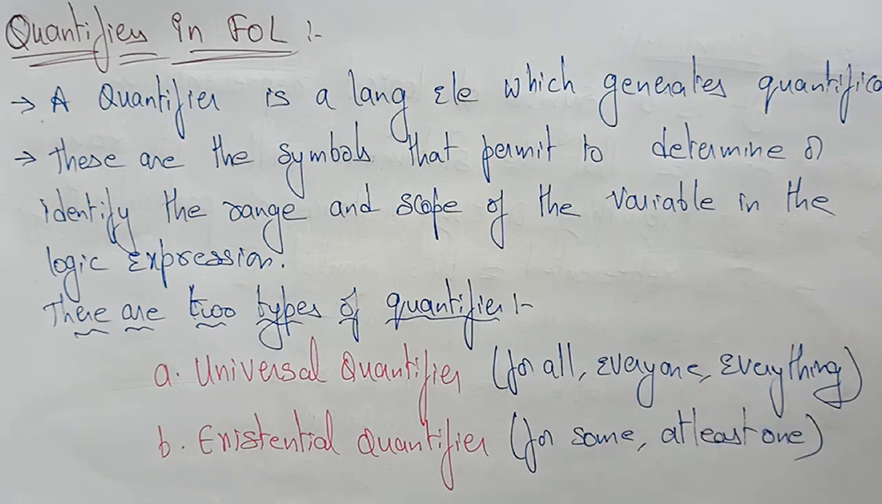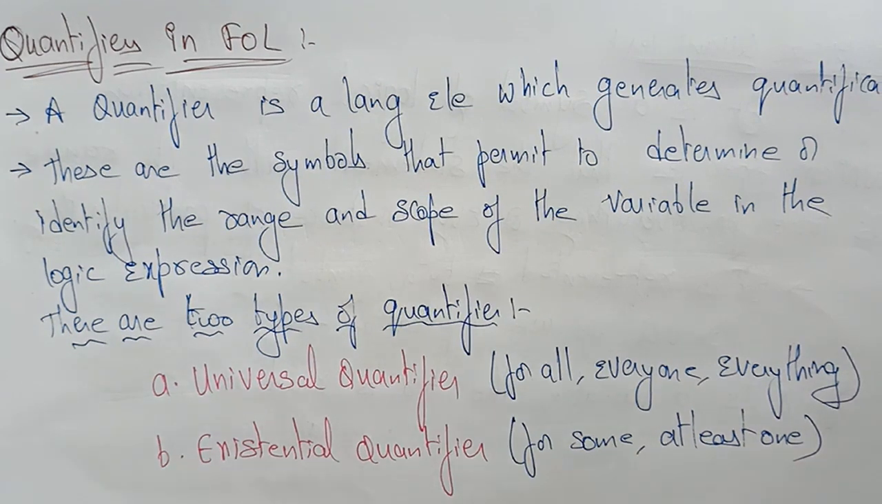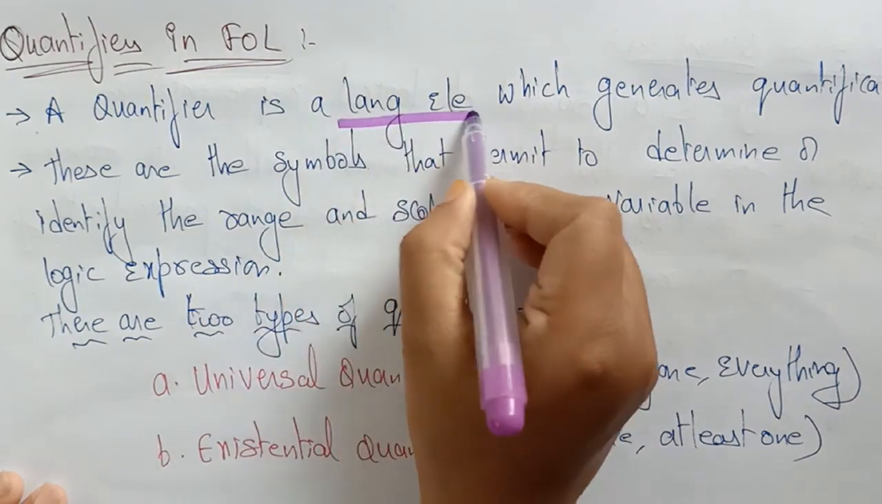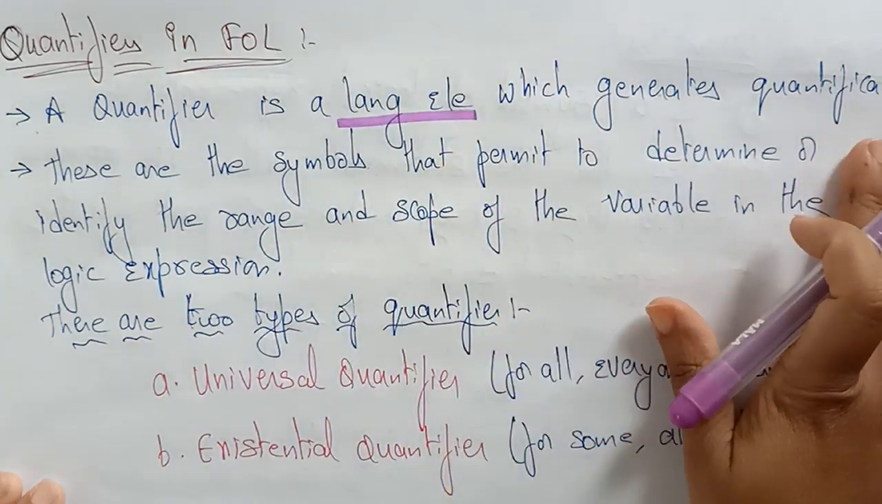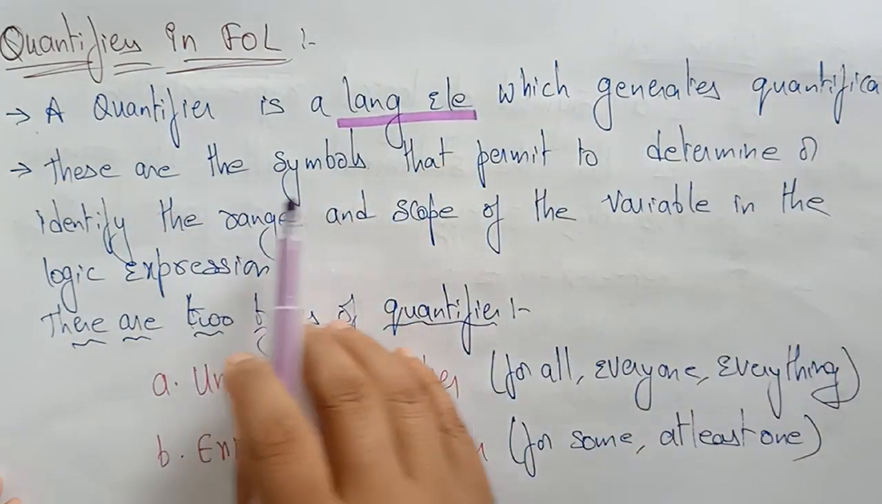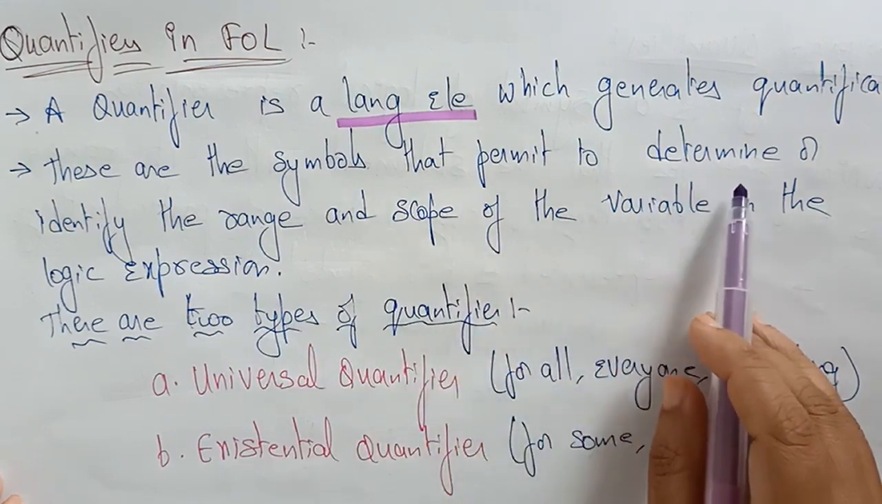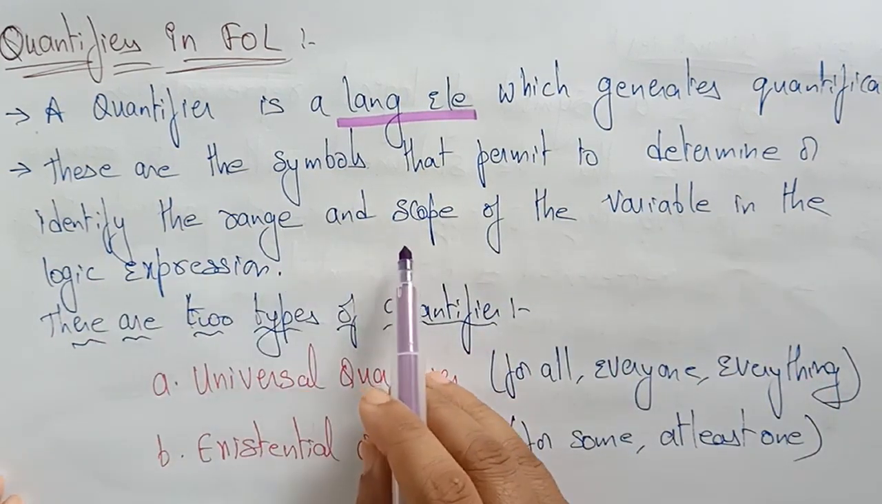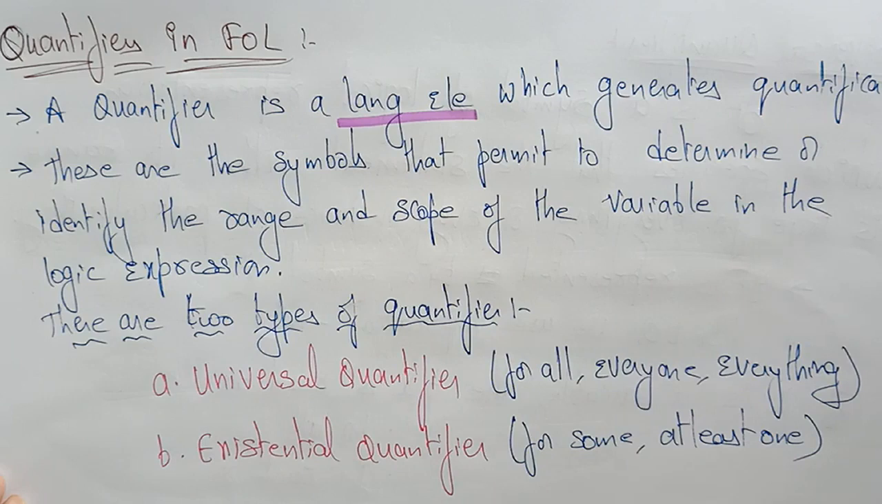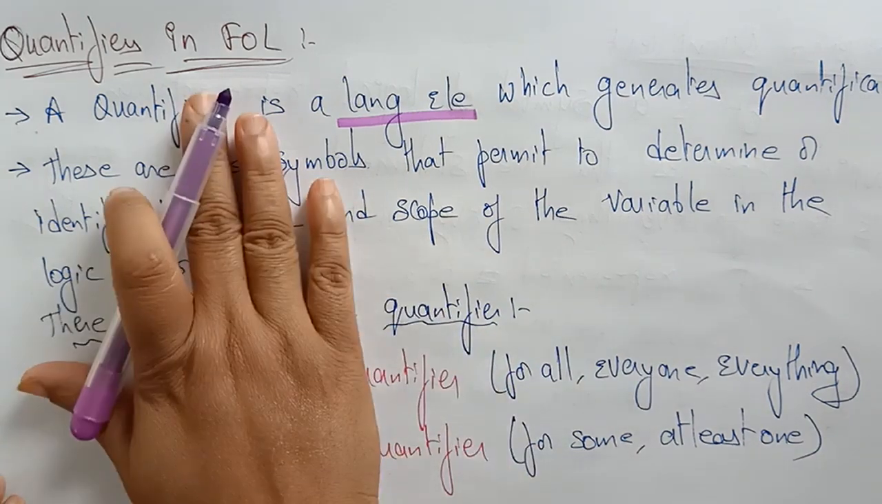Okay. So actually, as said, these quantifiers are one of the basic elements of first order logic. So let's see what these quantifiers are. A quantifier is a language element, which generates a quantification. So these are the symbols that permit us to determine or identify the range and scope of the variables in the logic expression.